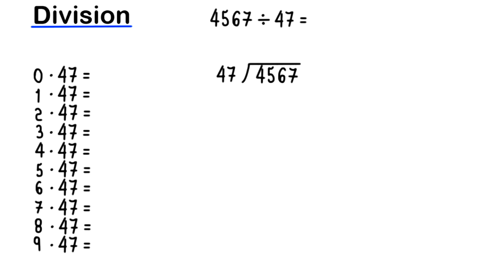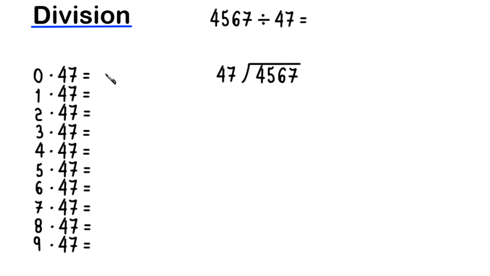Let's get started. So the dividend here is 4567. That is the number that we will divide in 47 equal parts. 47 is our divisor. Before we start the division, I always say that it's good that we know the multiplication table of the divisor. But you might not know by heart the multiplication table of 47, and that's okay.